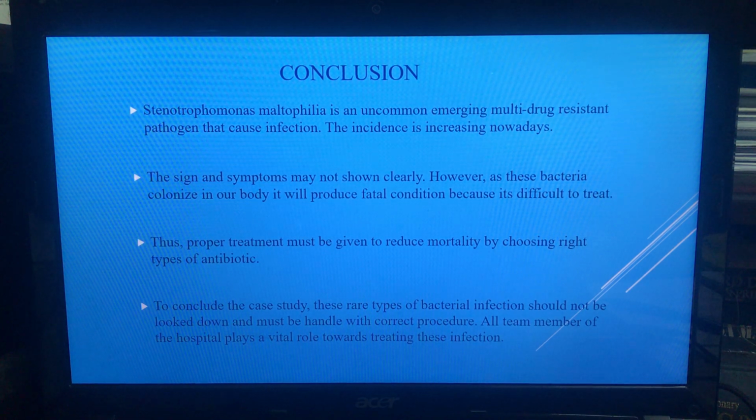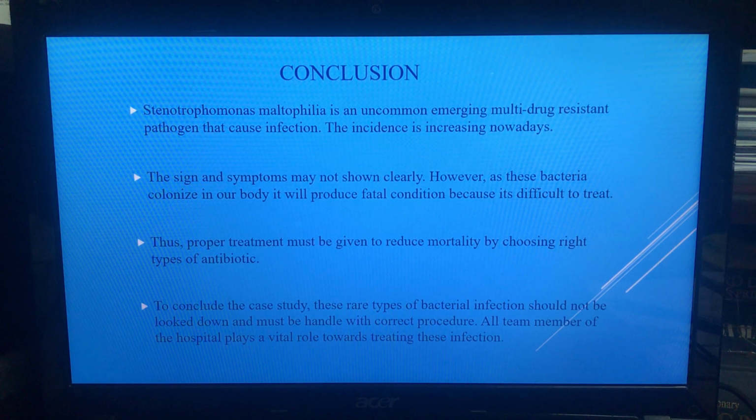In conclusion, Stenotrophomonas maltophilia is an uncommon emerging multi-drug resistant pathogen that causes infection. The incidence is increasing nowadays. The signs and symptoms may not show clearly. However, as this bacteria colonizes in our body, it will produce a fatal condition because it is difficult to treat. Thus, proper treatment must be given to reduce mortality by choosing the right types of antibiotic. Any mixture of antibiotics that works toward this multi-drug resistance is accepted.